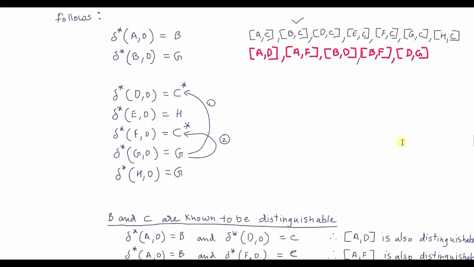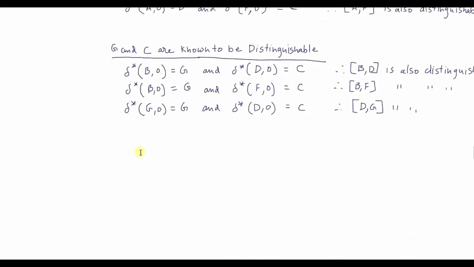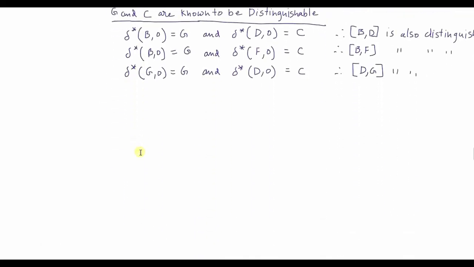So in the first comparison, we considered this G. In the first comparison, we have considered this G with this C. That's how you got G and D as distinguishable. Next, we are going to consider this G and the second C. So as you can see, G on 0 gives you G, F on 0 gives you C. Since G and C are known to be distinguishable, I can easily say F and G is also distinguishable. So we add that point here.